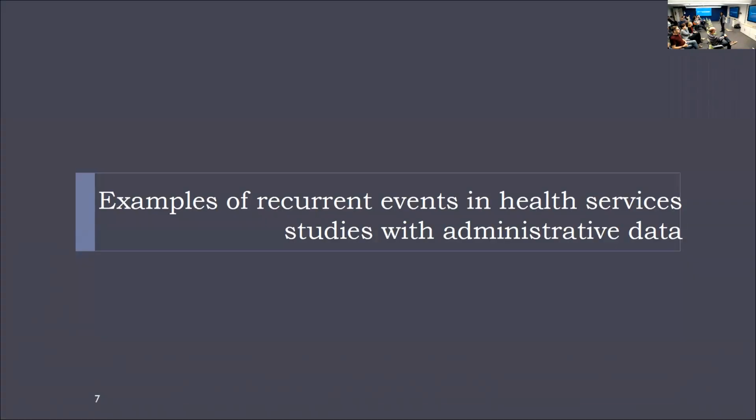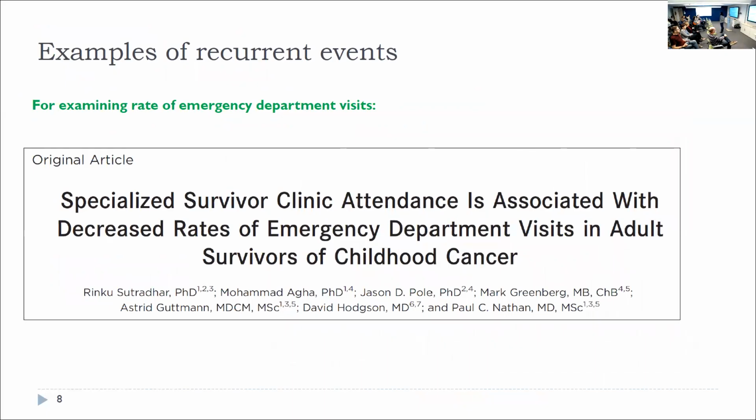Okay, so what about with administrative data? I work at ICES, and we have access to a lot of great admin data. So here are some examples of the use of recurrent events in our data. This particular publication looked at patients who have survived cancer and are still visiting the survivor clinic. We wanted to know if attendance at a survivor clinic actually decreases your rate of ED visits in adult survivors of childhood cancer. So the main exposure is whether or not they're attending the clinic after they're a survivor, following them forward to look at ED visits over time. So ED visits are the outcome.